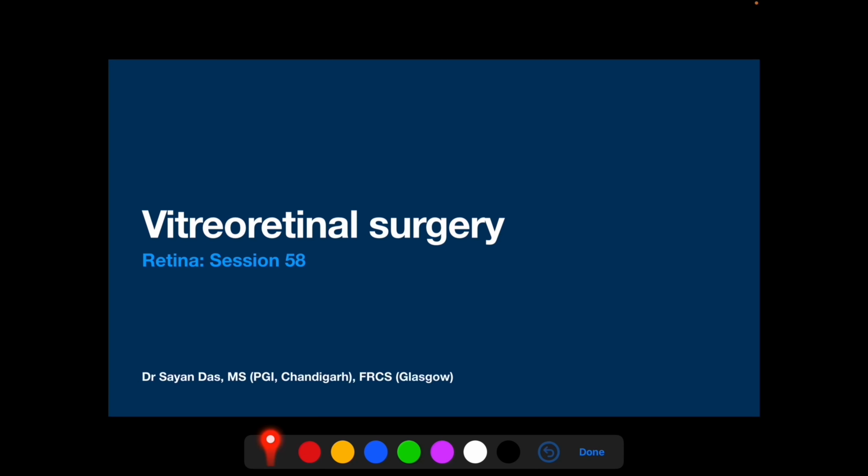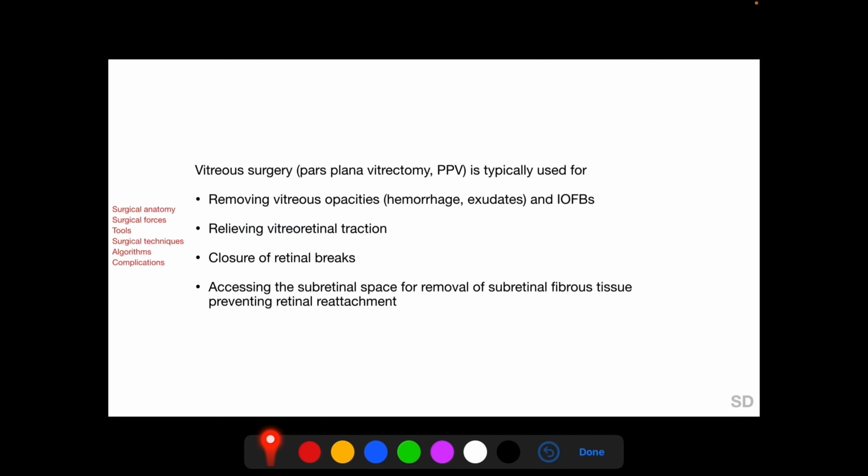Welcome. In this session, we'll be discussing vitreoretinal surgery, or more specifically, pars plana vitrectomy. Indications of pars plana vitrectomy include removal of vitreous opacities such as hemorrhage and exudates, removal of intraocular foreign bodies, relieving vitreoretinal traction, closure of retinal breaks, and accessing the subretinal space.